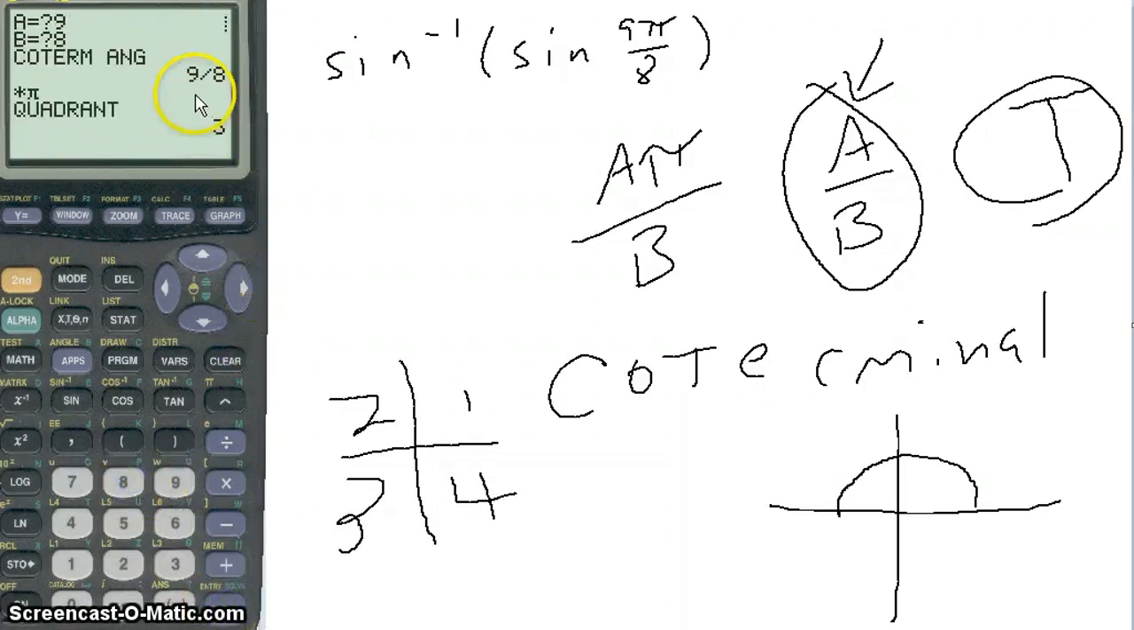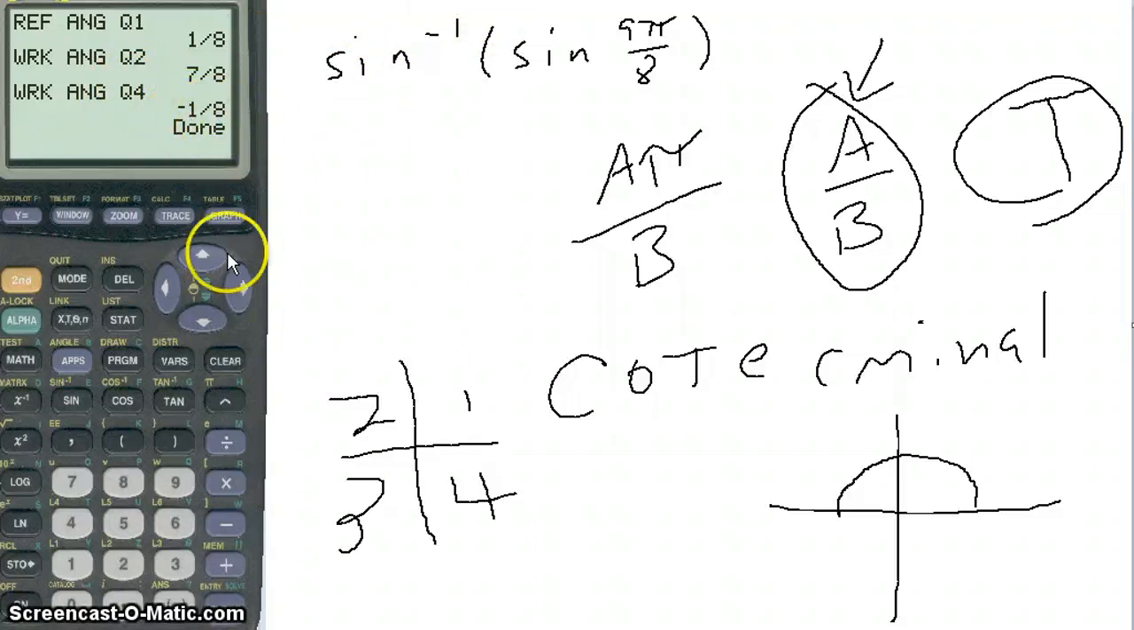Watch what happens now. The coterminal angle is still 9 pi over 8 in quadrant 3, but watch the reference angle. The reference angle was pi over 8, first quadrant. The working angle of quadrant 2 was 7 pi over 8. And when we needed the inverse sign, we needed the one in quadrant 4, negative pi over 8. That's where the negative pi over 8 comes from, and you just created a program to generate that.